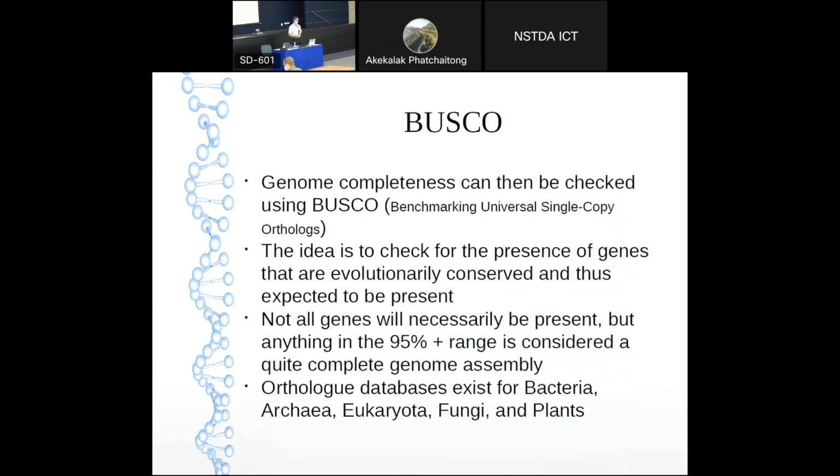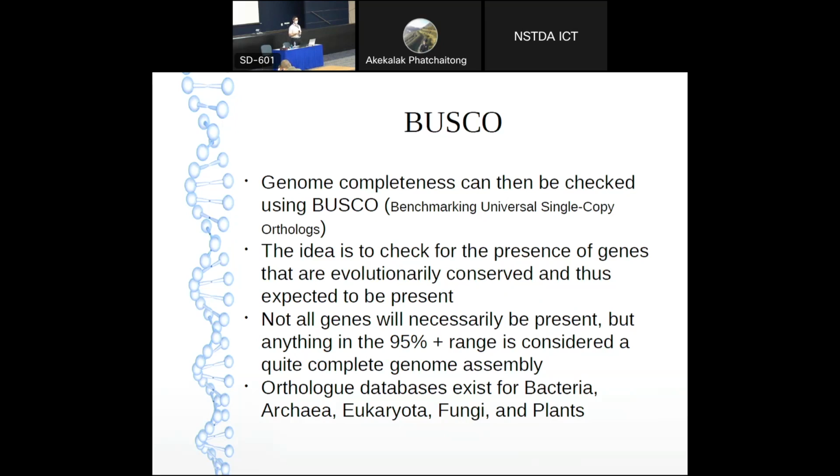Okay, so the final step. We've assembled the genome, we've got scaffolds, we've identified genes, we've annotated those genes with a function. Now, before we publish, we want to know how good our final assembly and annotation is. And so this is done using a program called BUSCO, which stands for Benchmarking Universal Single Copy Orthologs. So this is a set of genes that occur in almost every species.